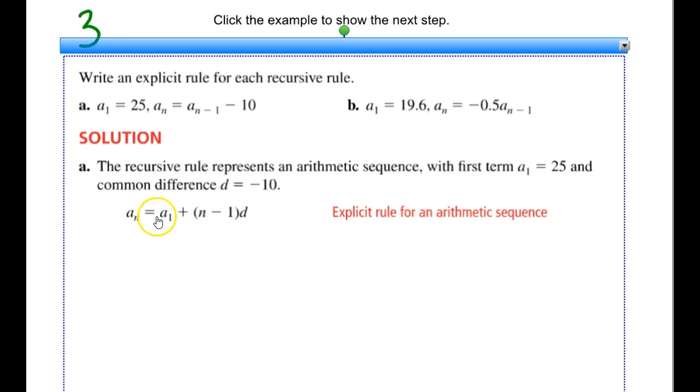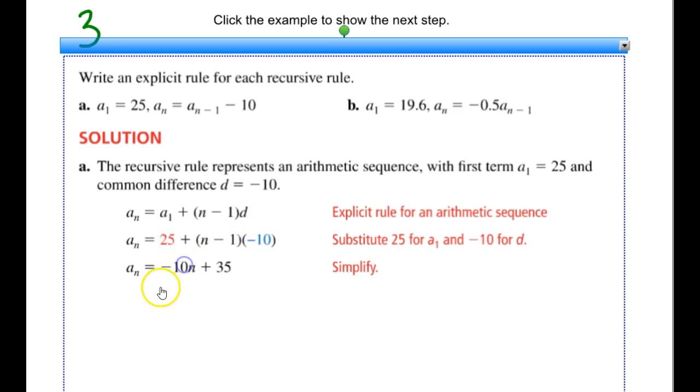Right, so I have a sub n equals a sub 1 plus n minus 1 times d. So now I just plug in the things that I know. I know that my first term is 25 and my common difference is negative 10, and then I simplify. Right, so 25 plus n minus 1 times negative 10. So I can go ahead and distribute this and simplify and then just write it how it is, right?